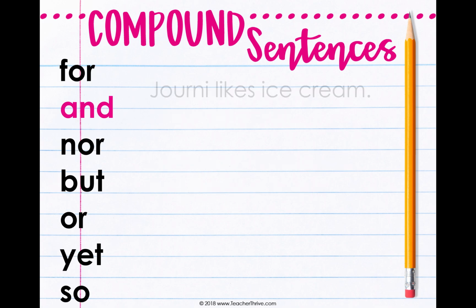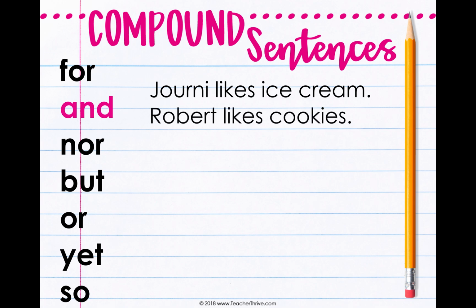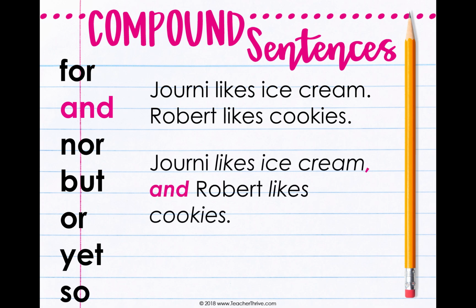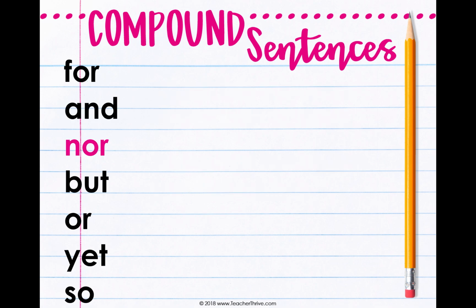So now let's combine these next two sentences with the coordinating conjunction and. Journey likes ice cream. That's one complete sentence. Journey's the subject. Likes ice cream's the predicate. The complete predicate. Robert likes cookies. Robert is the subject. Likes cookies is the predicate. So when we combine it using the coordinating conjunction and, we have Journey likes ice cream and Robert likes cookies.